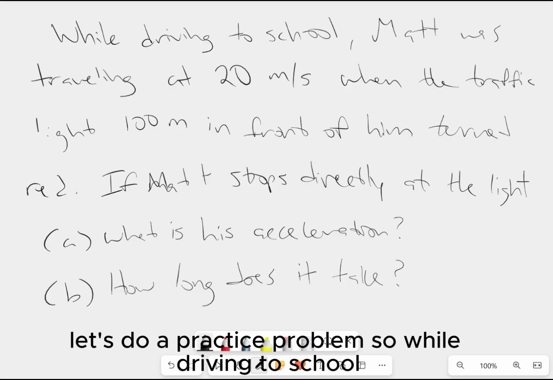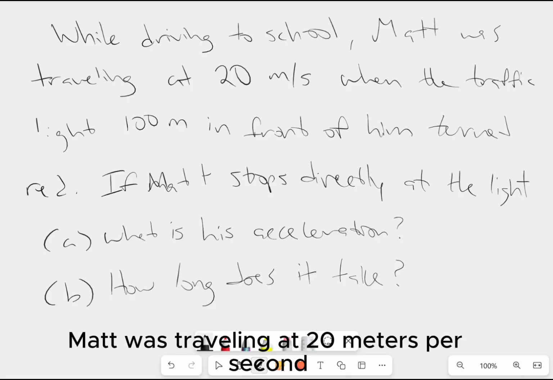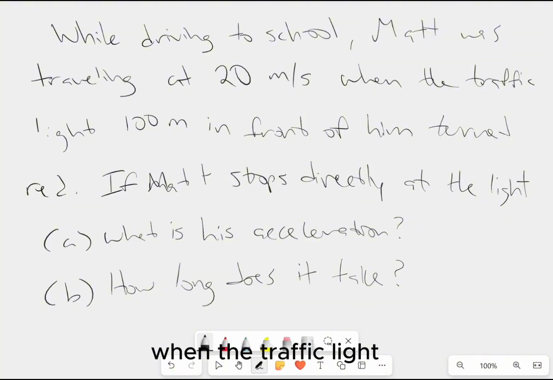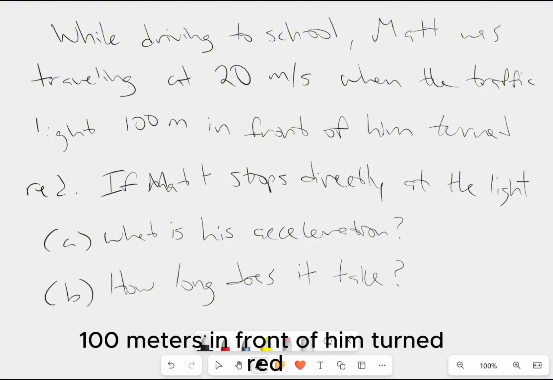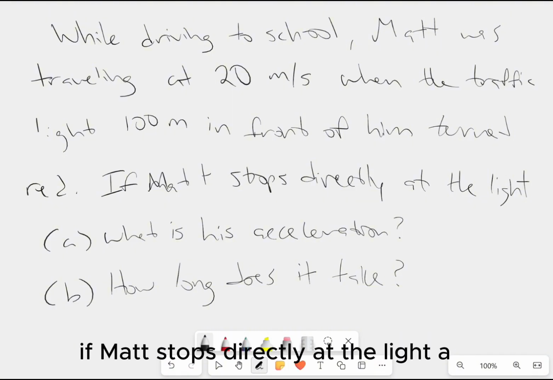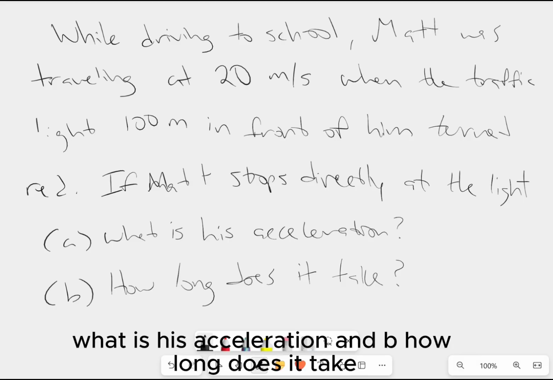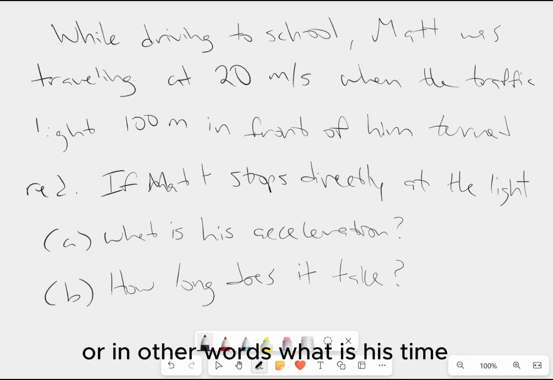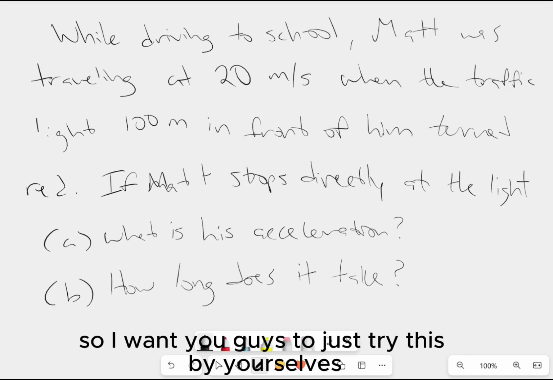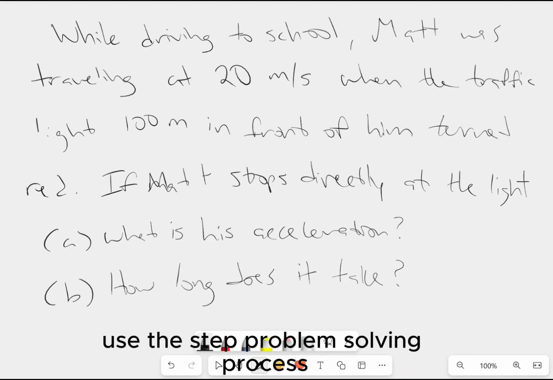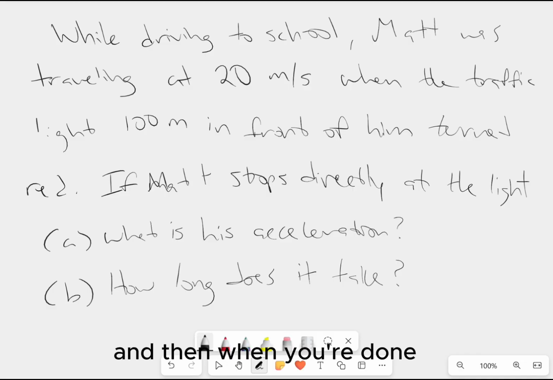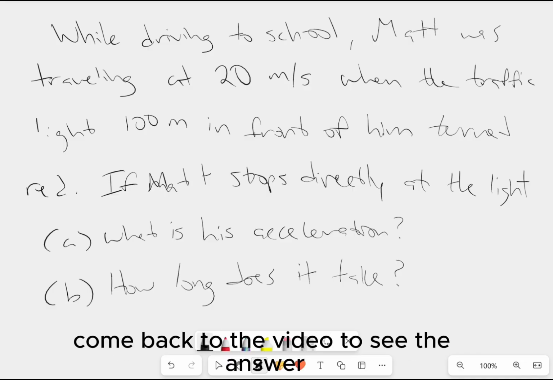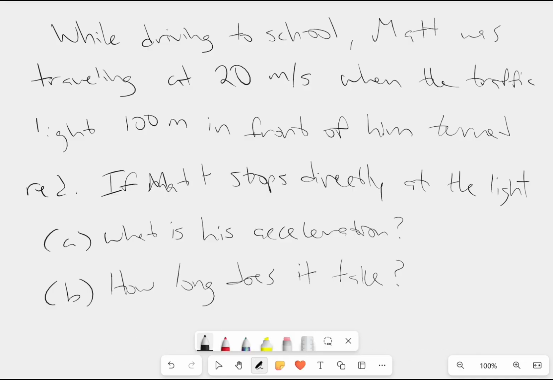Okay, let's do a practice problem. While driving to school, Matt was traveling at 20 meters per second when the traffic light 100 meters in front of him turned red. If Matt stops directly at the light, A, what is his acceleration, and B, how long does it take, or in other words, what is his time? I want you guys to just try this by yourselves, use the step problem-solving process, and then when you're done, come back to the video to see the answer.